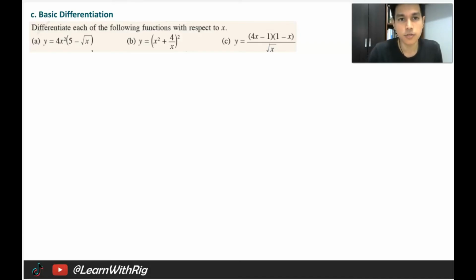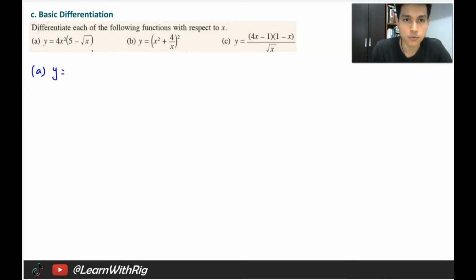Because some people might see this and think you can use quotient rule. Yes, you can. But quotient rule is a bit long. So if you can simplify it or expand it and then use the basic differentiation rule, it will be so much easier and so much faster. And you will also make less error. So I want you all to look at the question first, try to understand how you can simplify it before you decide what rule, what formula, you're going to use. So in this case, we're going to expand it.